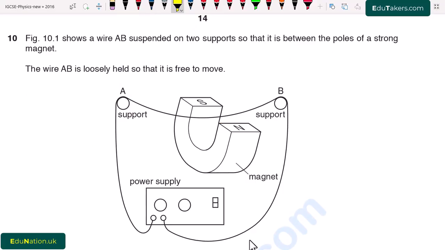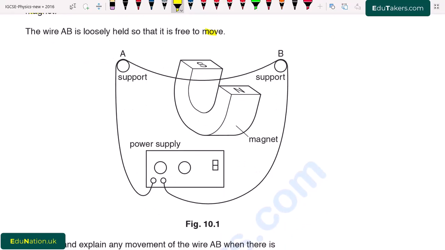Question number 10. Figure 10.1 shows a wire AB suspended on two spots so that it is between the poles of a strong magnet. The wire AB is loosely held so that it is free to move. Here is the figure 10.1, and we can see that there is a wire AB and also the magnetic field provided by the magnet. It has two poles, North Pole and South Pole. The ends of the wire AB are connected with the power supply which is shown here.